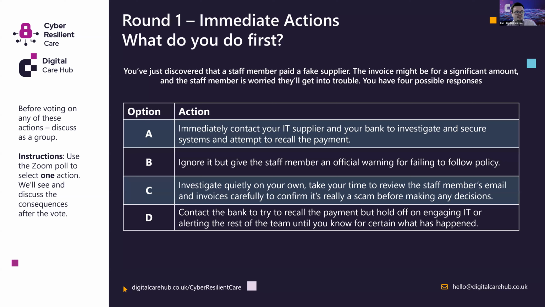C, investigate quietly by yourself. Take your time to review the staff member's email and invoices carefully to confirm it's really a scam before we take any rash decisions. Or D, contact the bank, try to recall the payment, but hold off on engaging the IT supplier or alerting the rest of the team until we know for sure what's happened.